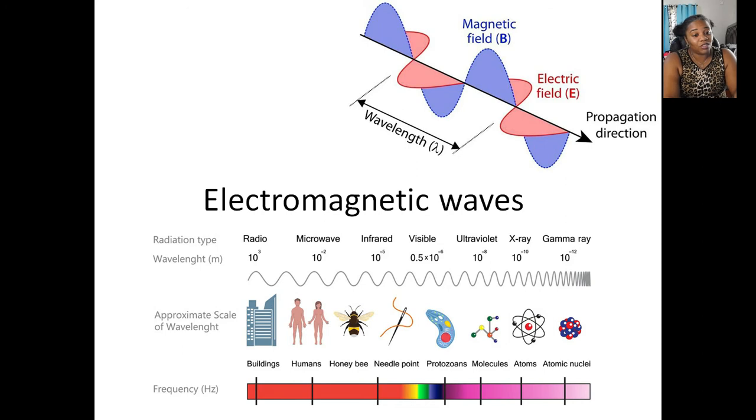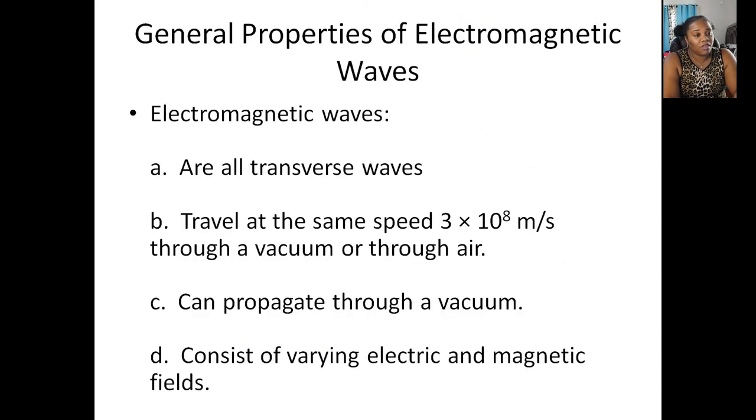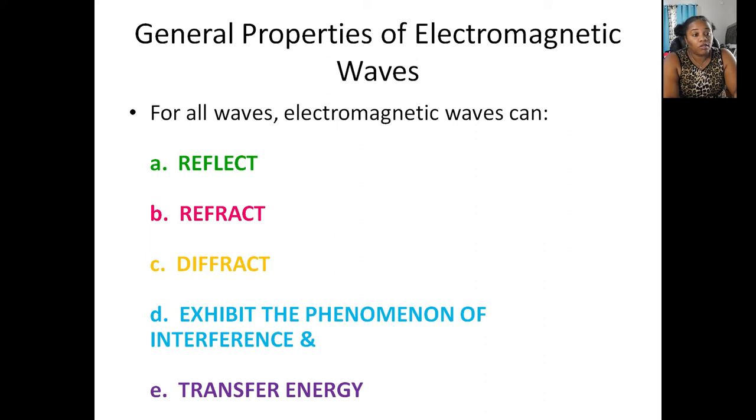Moving on into electromagnetic waves. Some general properties of electromagnetic waves. Electromagnetic waves are all transverse waves. They travel at the same speed, 3 times 10 to the 8 meters per second, through a vacuum or through air. They can propagate through a vacuum, and they consist of varying electric and magnetic fields. Like all waves, electromagnetic waves can reflect, refract, diffract, exhibit the phenomenon of interference, and transfer energy.